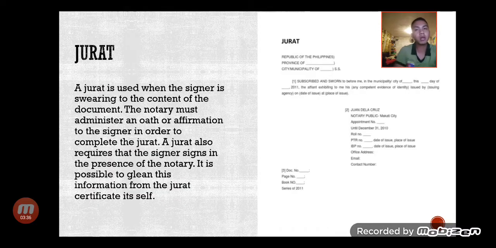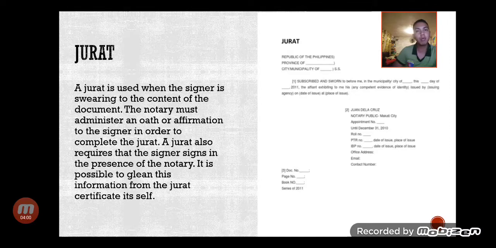So the next one is jurat. A jurat is used when the signer is swearing to the content of the document. The notary must administer an oath or affirmation to the signer in order to complete the jurat. A jurat also requires that the signer signs in the presence of the notary. It is possible to glean this information from the jurat certificate itself.